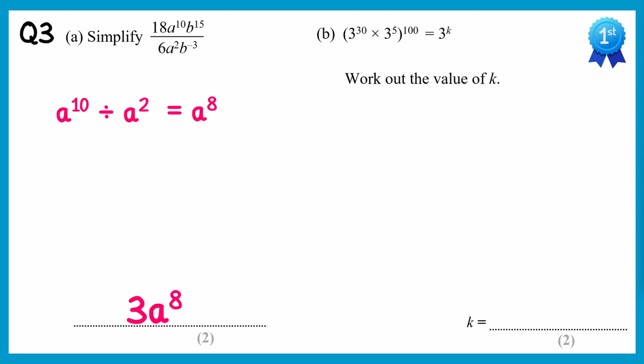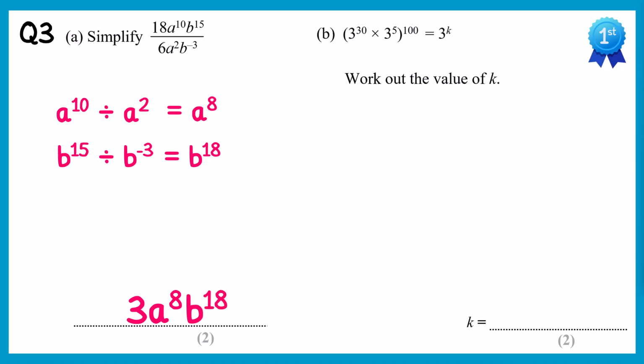And then we also need to divide b to the power 15 by b to the power negative 3. Once again, we subtract these indices, but you need to be careful. 15 subtract negative 3 gives you the same result as if you did 15 plus 3, so 18. So it's b to the power 18.